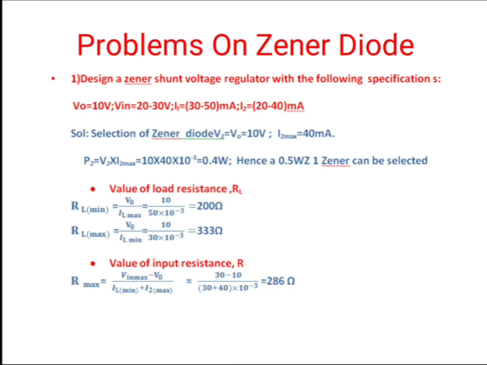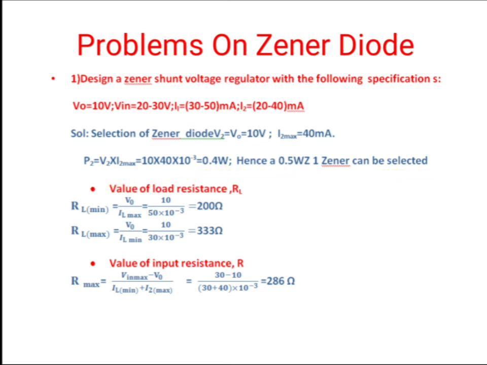So voltage and current are multiplied. We take V out as 10, and load current I2 is 40, so we have 0.4 watt. Hence we select a 0.5 W Zener. 0.5 WZ1 is the number given for the Zener diode, so don't worry about it. That Zener can be selected because of this wattage.